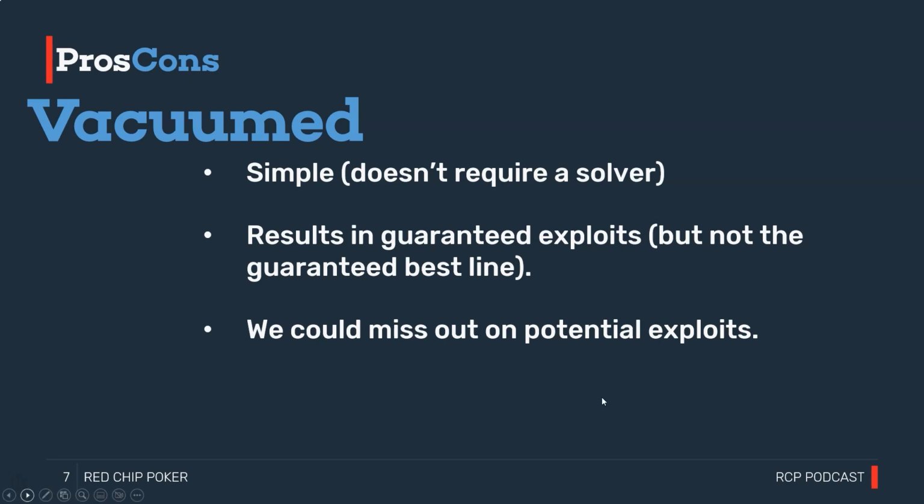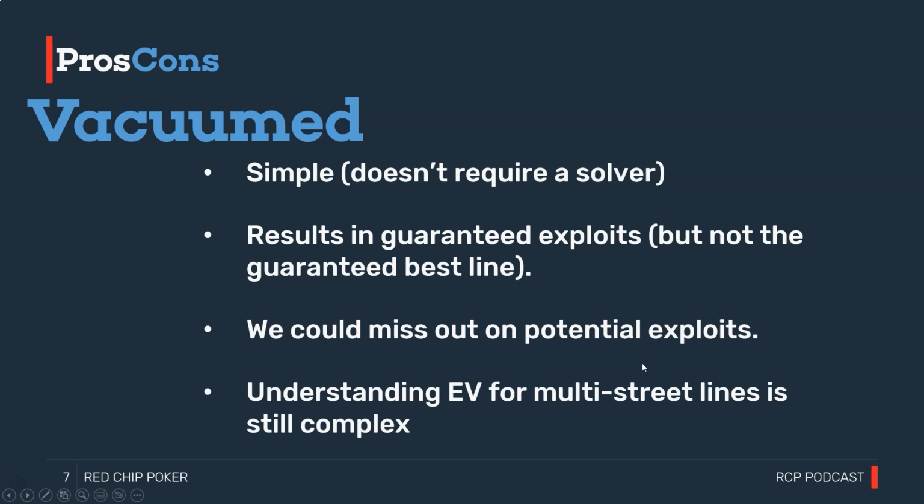One thing we'll find with vacuumed EV analysis is that it's very effective for river situations and it's fairly effective for turn situations. Calculating river EV is very simple because it's the end of the game tree. Calculating EV on the turn is a little bit more complex because anytime we take an action on the turn, we still have to think about all of the possible activities that could occur on the river. And it gets especially complex with the flop. It's very difficult to figure out what the EV of a certain flop line is because we have to factor in all possible decisions on the turn and river.